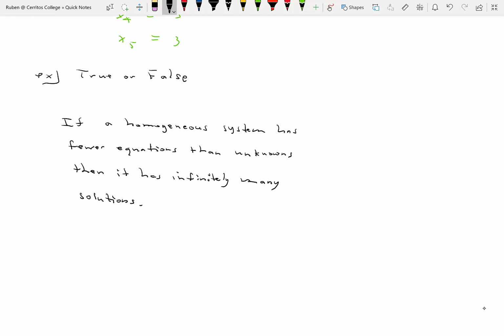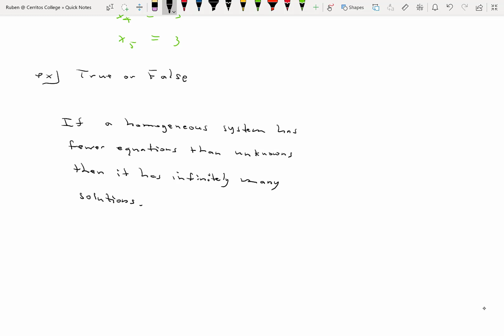Okay, so let's take a look at a very important true or false question. This next theoretical question is going to follow us through the course. True or false, if a homogeneous system, that means all the constants on the right are 0, or you can think about it as they represent planes that pass through the origin, has fewer equations than unknowns, then it has infinitely many solutions. This may seem like a really deep question, but it's not.